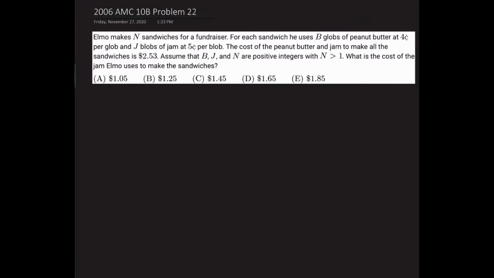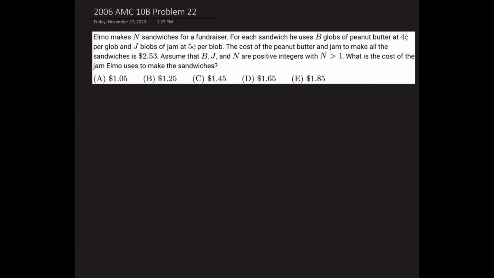Today I'm going to be solving 2006 AMC 10B problem 22. Let's read through the problem. It says Elmo makes N sandwiches for a fundraiser. For each sandwich he uses B globs of peanut butter at 4 cents per glob and J blobs of jam at 5 cents per blob.